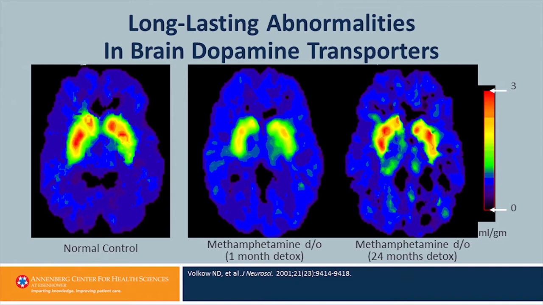After 1 month of detox, you see there's not a lot of red, so not a lot of dopamine being created. So this person is not feeling terribly well. And what we see on the right is after 24 months, those parts of the brain are starting to recover. So it really takes a very long time for people to come to a point where they start to feel normal. And these long-lasting abnormalities in the reward system really are a major explanation for the remitting and relapsing nature of the substance use disorder syndrome.